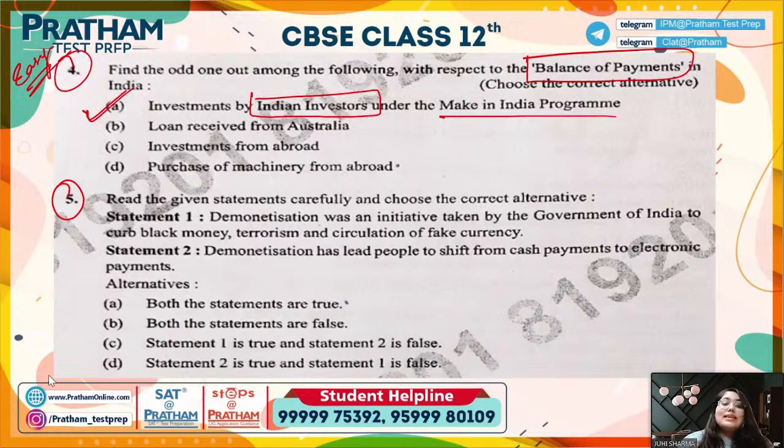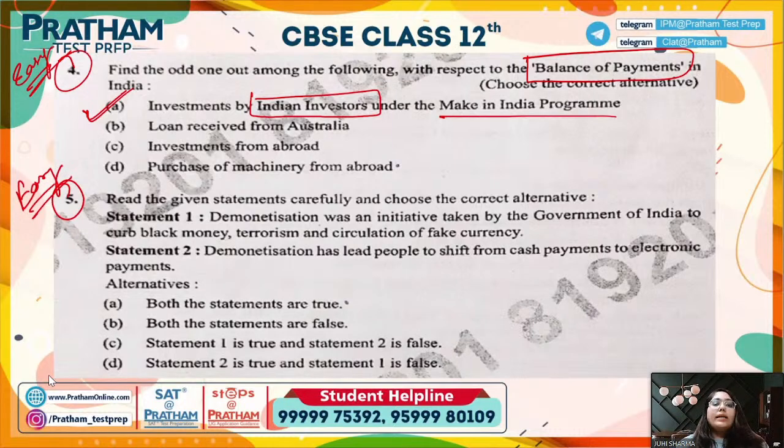Okay. Now, moving on to question number 5, read this given statement carefully and choose the correct alternative. Now, this is pretty easy. Although it has statement 1 and statement 2, such questions raise the difficulty level, they raise the bar. But if you read the statements, it is easy to decode, right? It must have been quite easy for you.